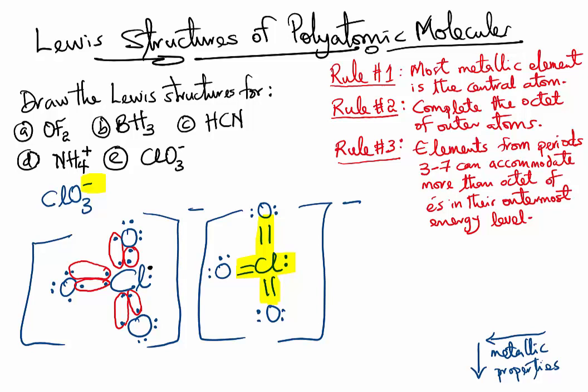Elements from period 3, 4, 5, 6, 7 can accommodate more than an octet of electrons in their outermost energy level. Chlorine is from period number 3 in the periodic table, which means that it can accommodate more than 8 electrons based on quantum chemistry. So chlorine having only 14 electrons is okay. And those are the structures of the 5 examples we started out with.